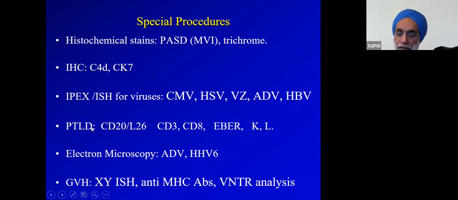When you're suspecting PTLD, you have to stain T cells and B cells, CD20, and you have to do EBER, and you have to do kappa and lambda to see if it's clonal. The CD20 is very critical because if positive, then you can treat those cases with rituximab. Electron microscopy is occasionally necessary when the viral suspicion is strong. You may have to use electron microscopy for adenoviral or herpes virus demonstration.